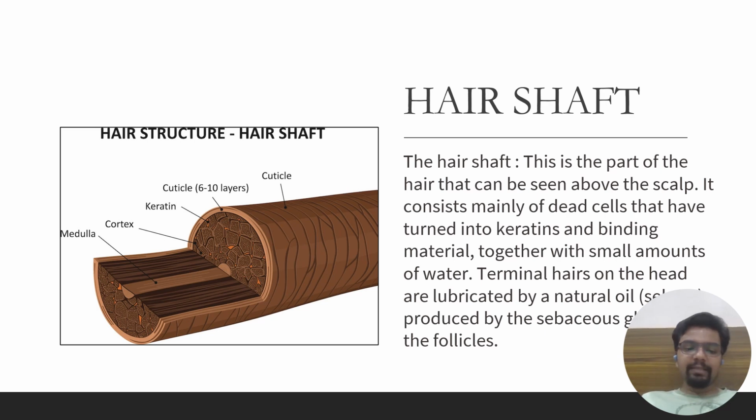So basically we can see the outer layer is called the cuticle, and the inner layer of the cuticle, which is bound with keratin protein, is called the cortex, and the center core of the hair shaft is called the medulla.